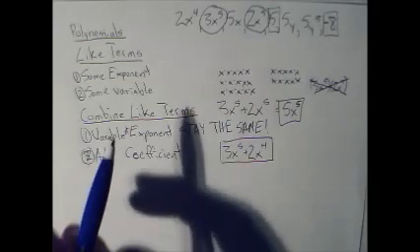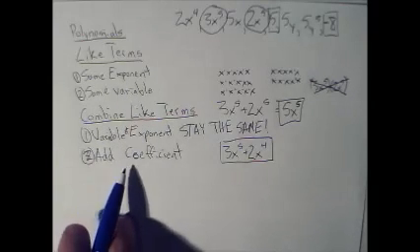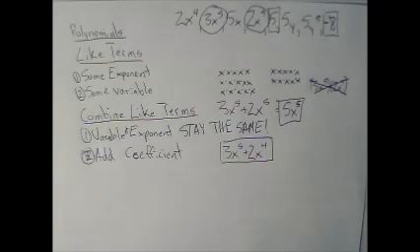So just kind of recognize when I can combine, and when you do, all you do is add the coefficient; the variable and your exponent stay the same.